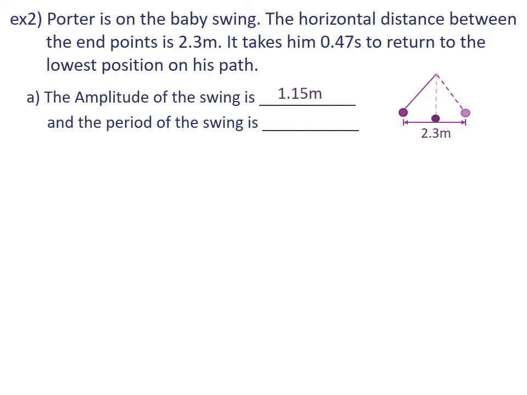We are also asked to find the period of the swing. We are told it takes him 0.47 seconds to return to the lowest position on his path. That would be half of a complete cycle. So if it takes 0.47 seconds to do half of a cycle, I will have to multiply that number by 2 to find out how long it takes to do a complete cycle. So a complete cycle then takes 0.94 seconds.